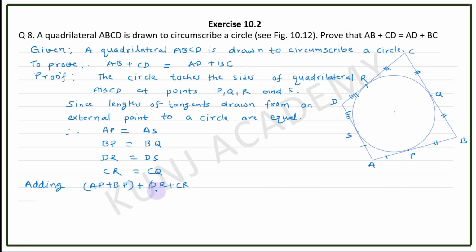Taking these in brackets, BQ plus QC, AS plus CQ, AS plus DS. AP plus BP can be written as AB, DR plus CR can be written as CD, BQ plus CQ can be written as BC, AS plus DS can be written as AD. Proved.